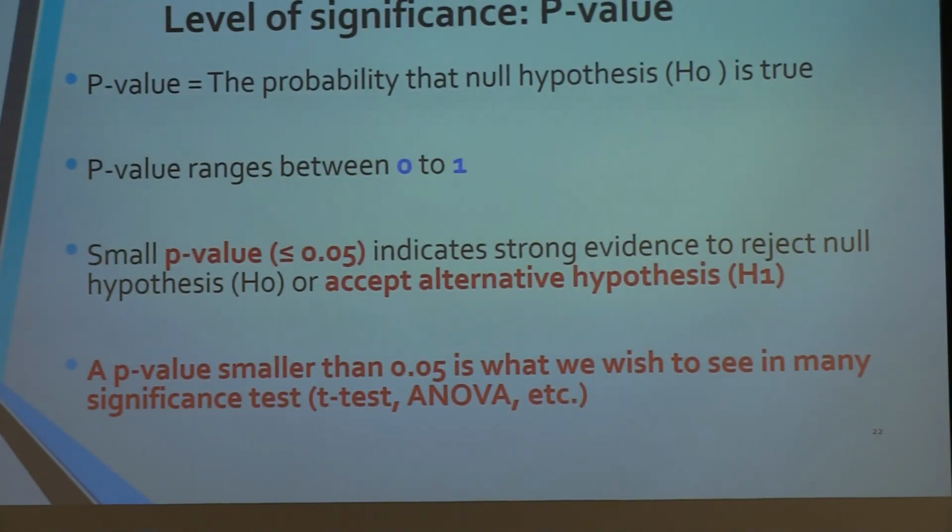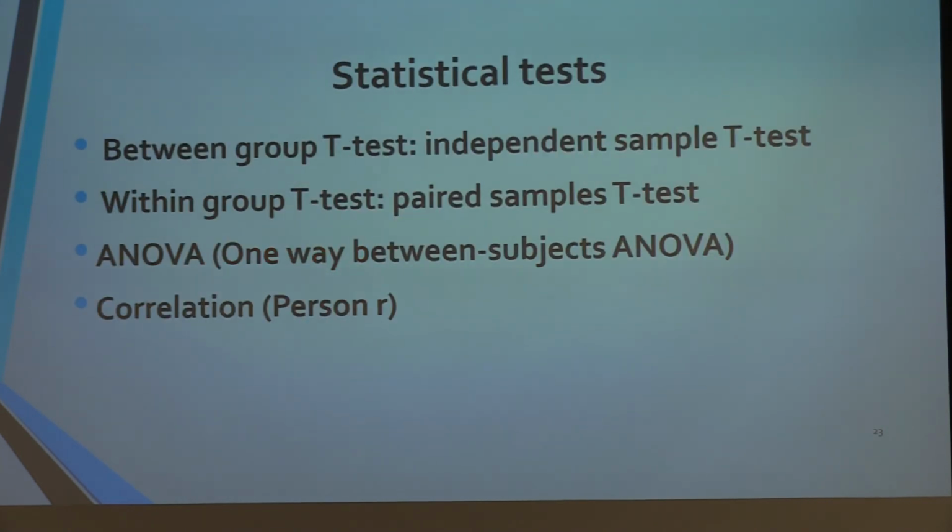So usually a p-value smaller than 0.05 is what we wish to see in many significance tests. So what does significance test mean? Like t-test, ANOVA, these are called significance tests, but broadly speaking they are also inferential statistical tests. In the following session, we're going to cover these statistical tests: between group t-test, independent samples t-test; within group t-test, paired samples t-test; ANOVA, one-way between subjects ANOVA; and correlation.